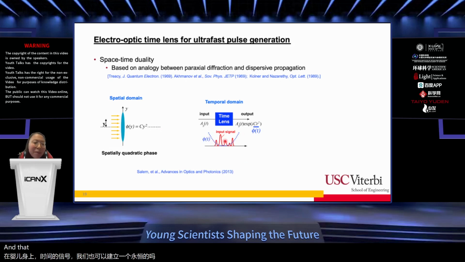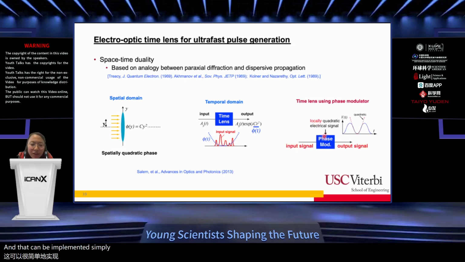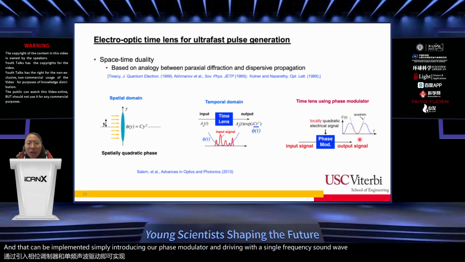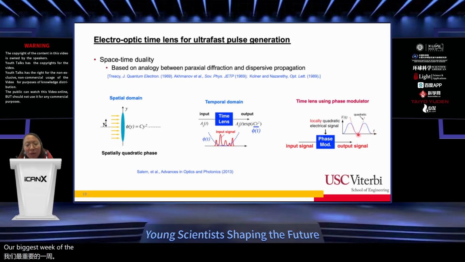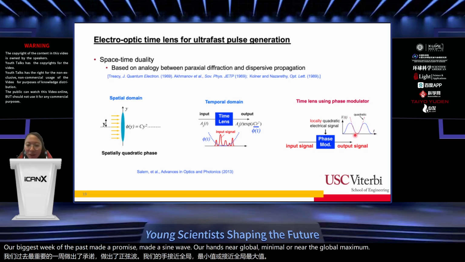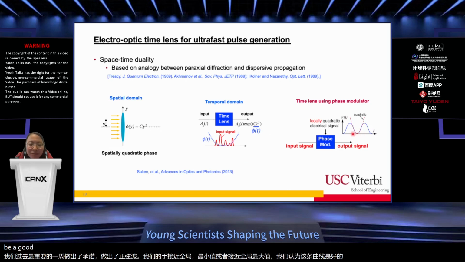That can be implemented simply using a phase modulator driven with a single-frequency sinusoidal wave, because we can always approximate a sine wave near the global minimum or the global maximum. We can approximate this curve to be a quadratic function.